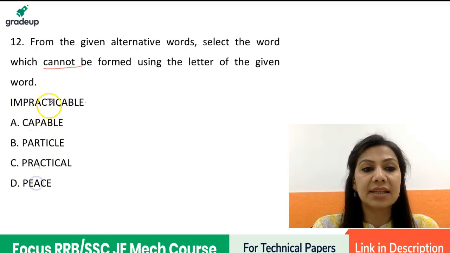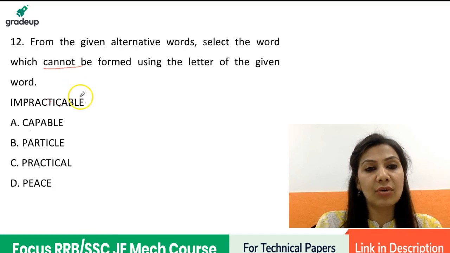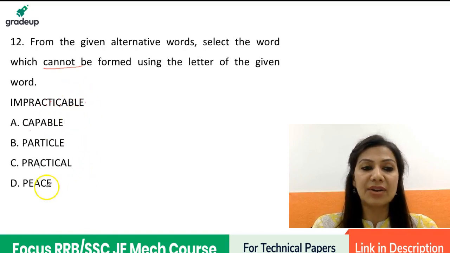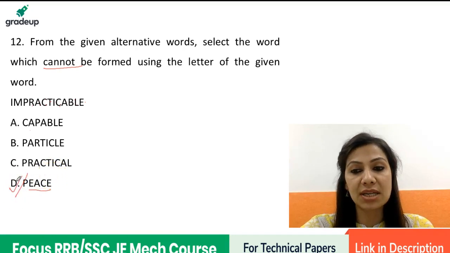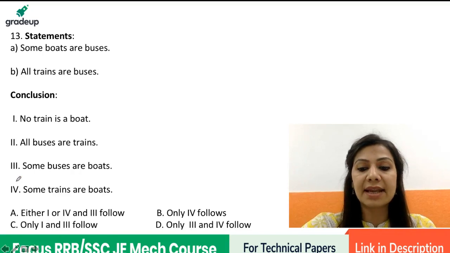It is peace. So P you have given, then E, A, C. So E is only once in the given word, but right now in this word peace you are writing E twice, so it cannot be formed, and that's why you will select option D as the answer. Let's select the next question.